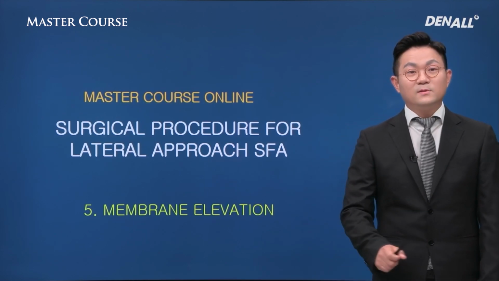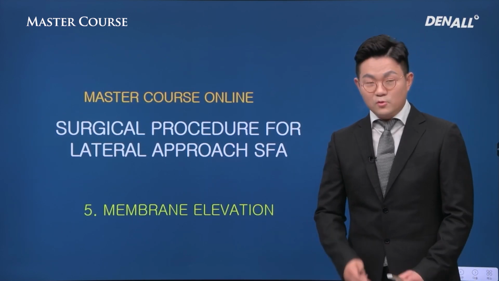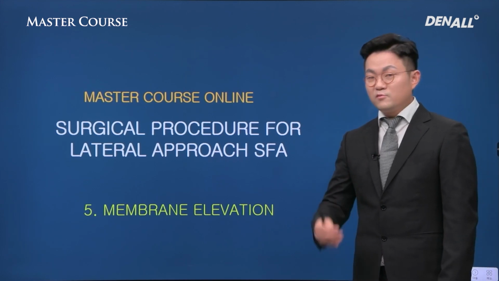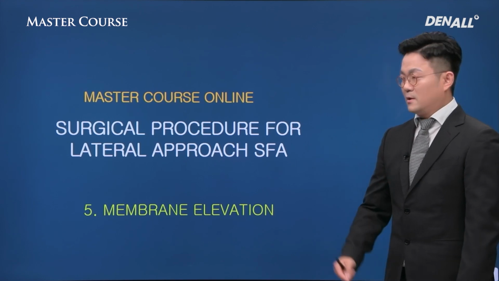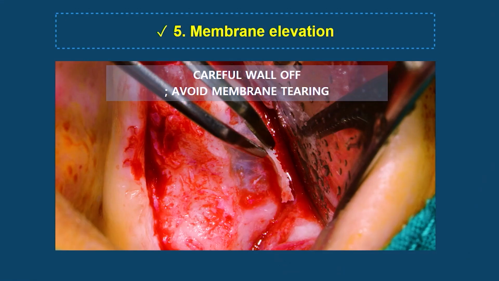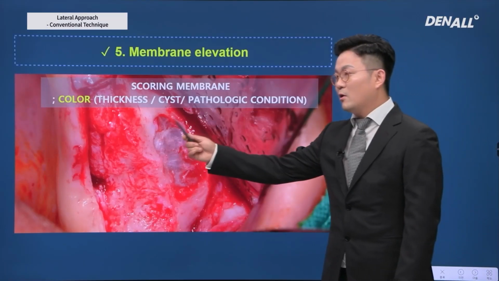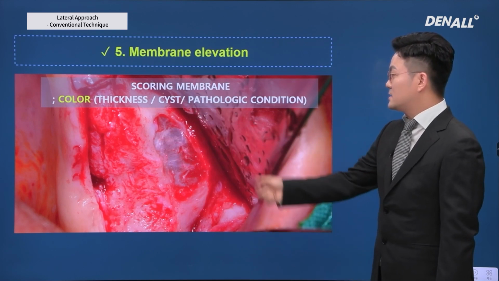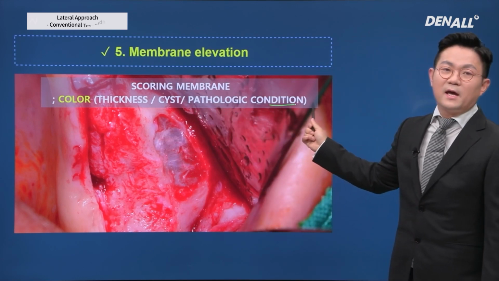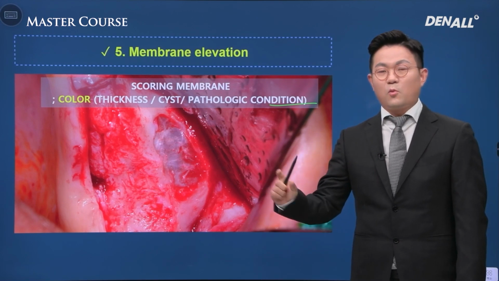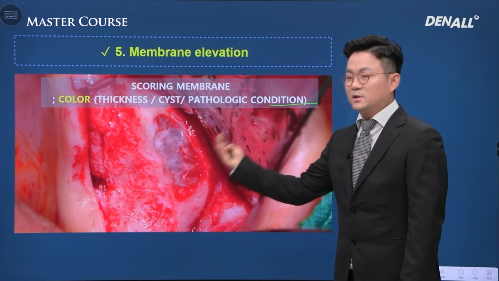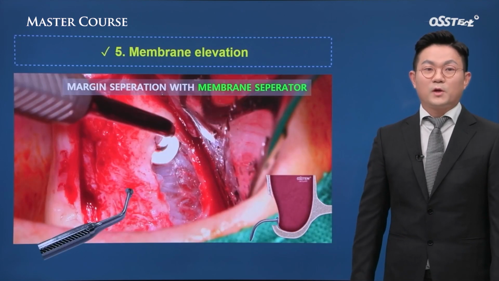Next is about membrane elevation. You have to make a window, and you have to push in the bone after elevating the membrane. Membrane tearing is something you should always avoid. Another thing is color and thickness, and whether there is a cyst or pathological condition. Always check through the CT before operation, and also check after making the window.